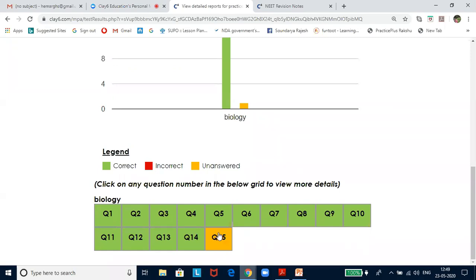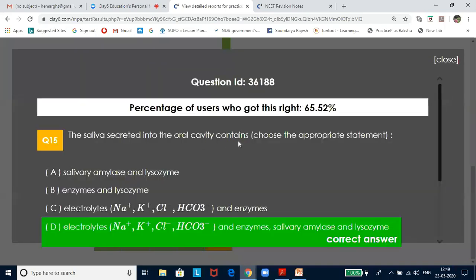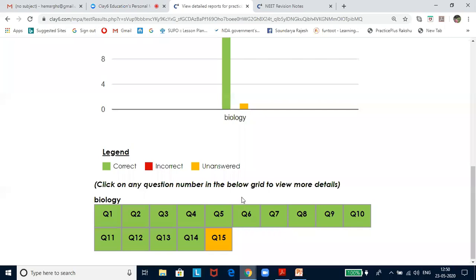So it has given me the yellow legend. Let me look into the question. Now, if I click it, I will get to know: saliva secreted into the oral cavity contains. See, the correct answer is this. I have the correct answer, but I did not save it. So that was the mistake I did.